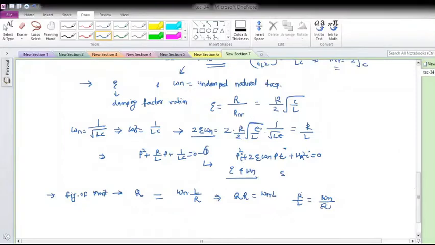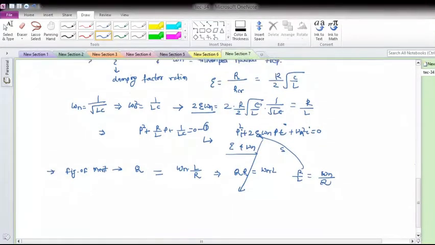So using this also, I can write the second order characteristic equation in terms of the figure of merit. So p square plus, instead of R by L, it will become omega n by Q, so it will be omega n upon Q into p plus omega n square. So these are the various ways by which I can define the characteristic equation.